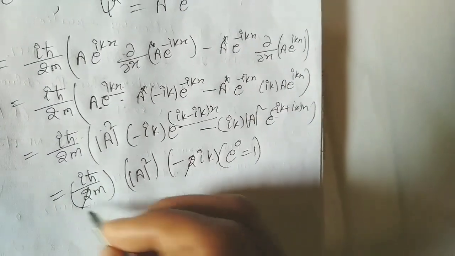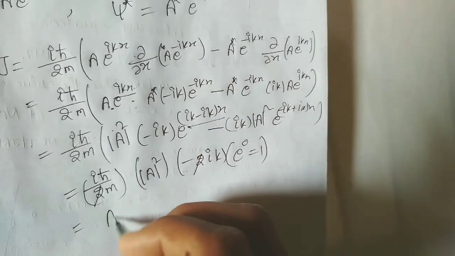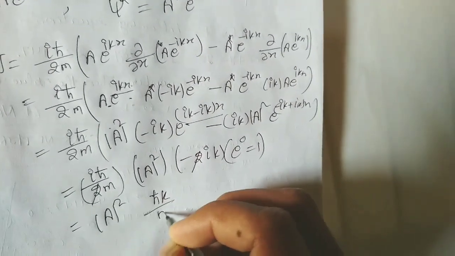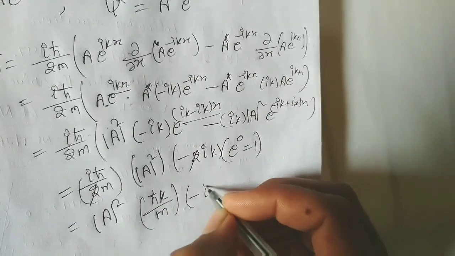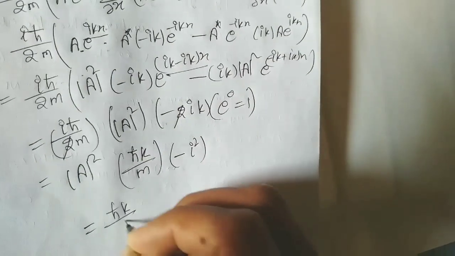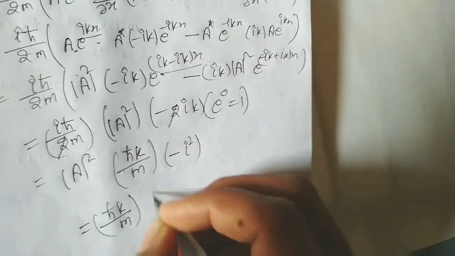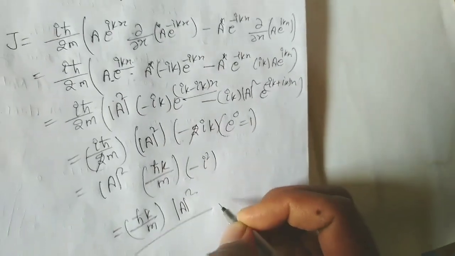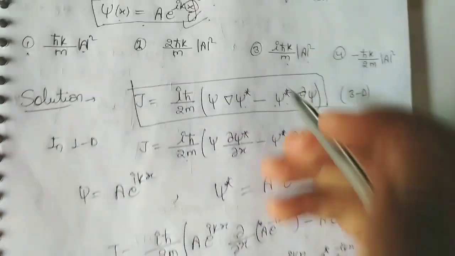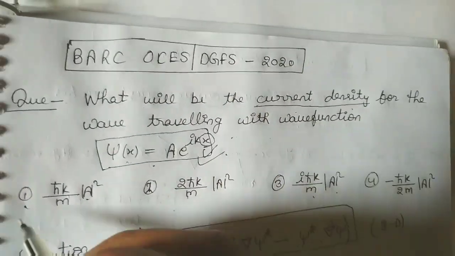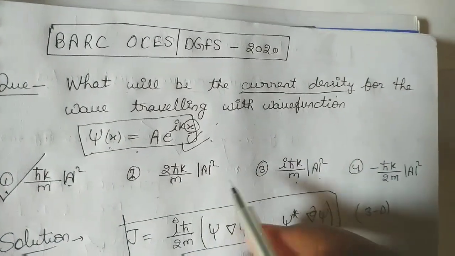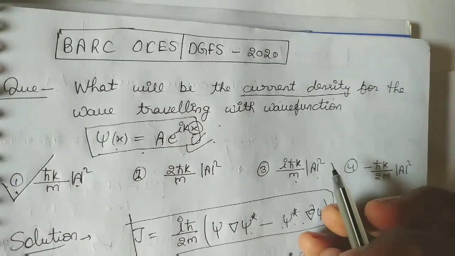So the 2 and 2 cancel out, and it will be just mod of a square h cross k over m, and minus i square is nothing but 1. So our answer is h cross k by m into mod a square. This is the procedure for how to solve this current density. So what will be the correct answer? Option A is the correct answer. This is the way to calculate the current density.